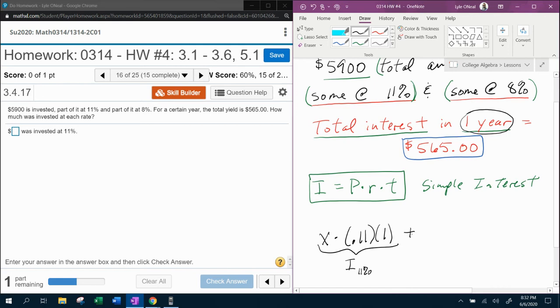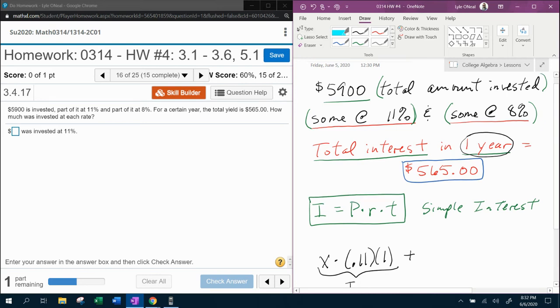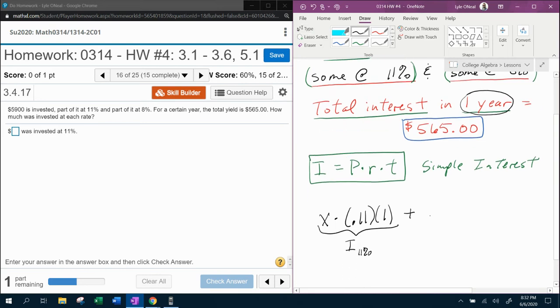I'm then going to add that to the interest earned at 8%. So I'm going to need the principal for the 8% investment, and I have no idea how much was invested at 8%, and I cannot use X. I've already used it. If I use it again, that means I have the same amount in each account, and I don't know that that's true. So I'm going to have to use a different variable. We're going to say Y for this principal.